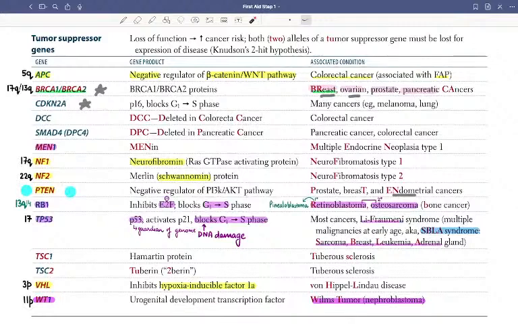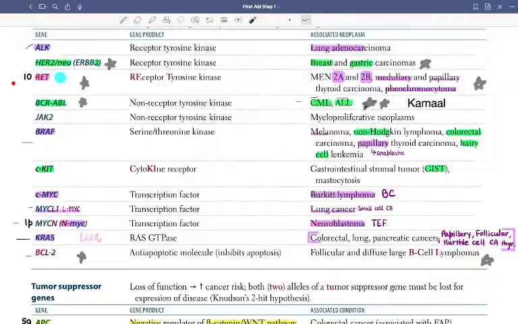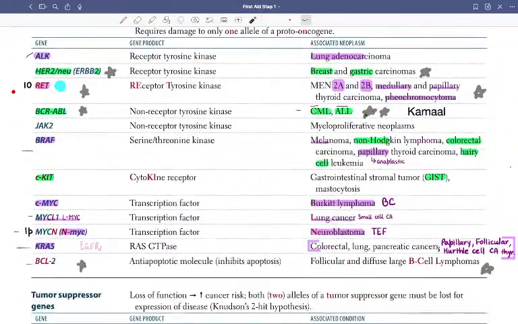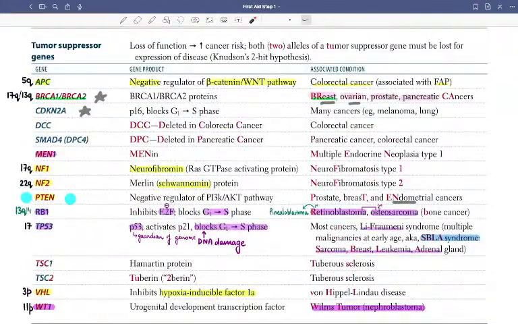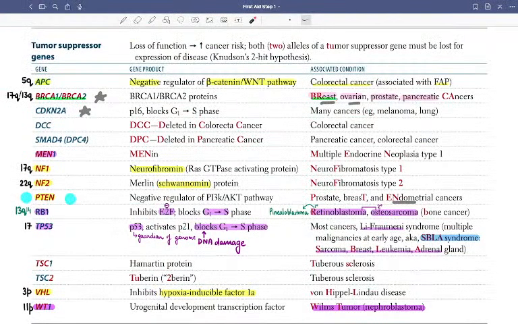Next set. Knudsen two-hit hypothesis is required. Also, this is important: RET is present on chromosome 10, N-MYC is present on 1p. Let's read it very fast, and read it again and again every day for the next few days until 5th November.